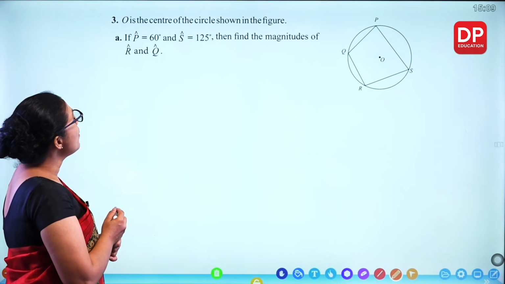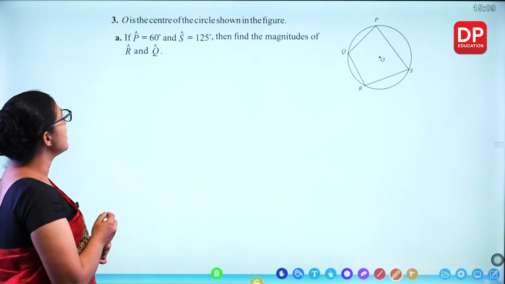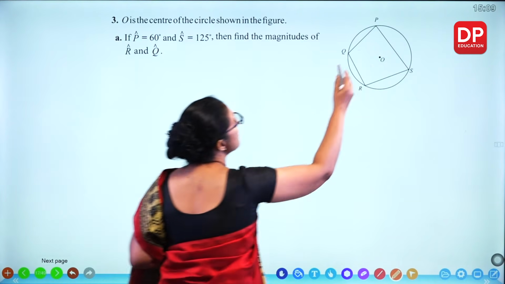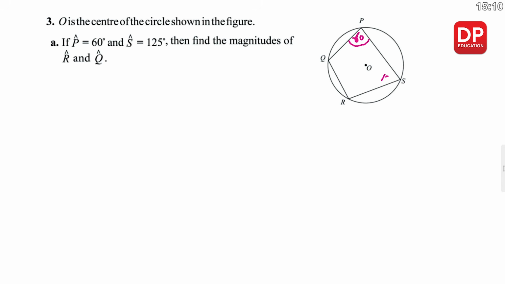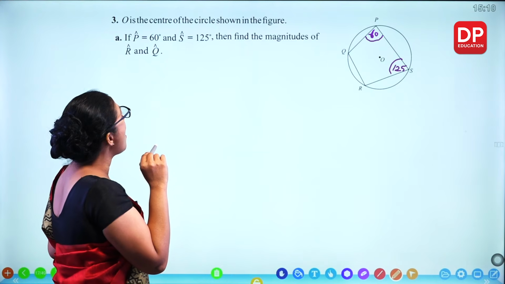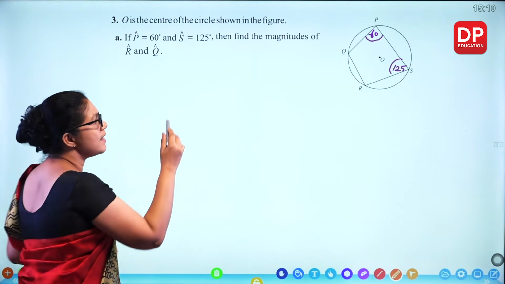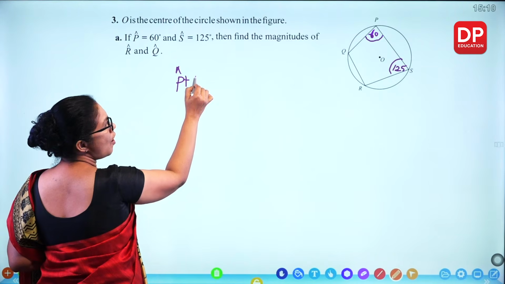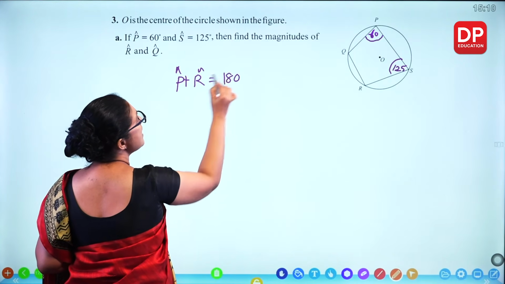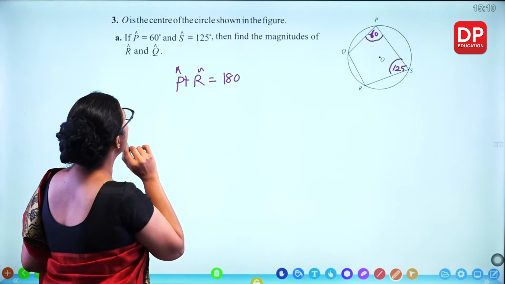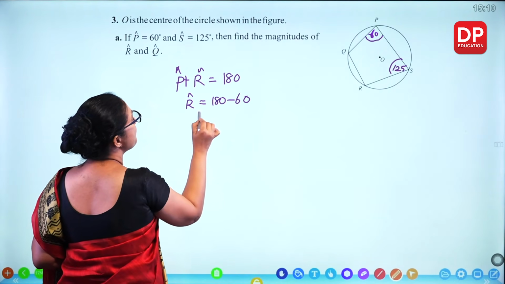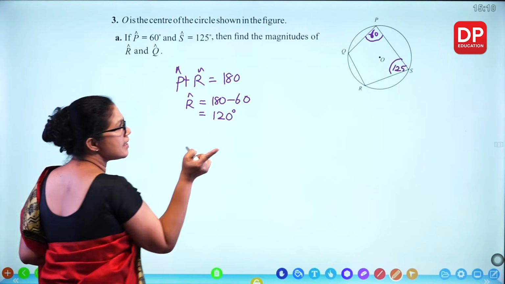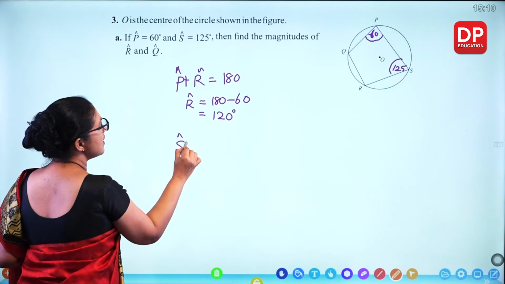Question number 3. O is the center of the circle shown in the figure. If P equals 60, this is given, and S equals 125, then find the magnitude of R and Q. So we know the relationship. This is a cyclic quadrilateral, opposite angles add up to 180. So we know P equals 60. So what's R? 180 minus 60, 120.